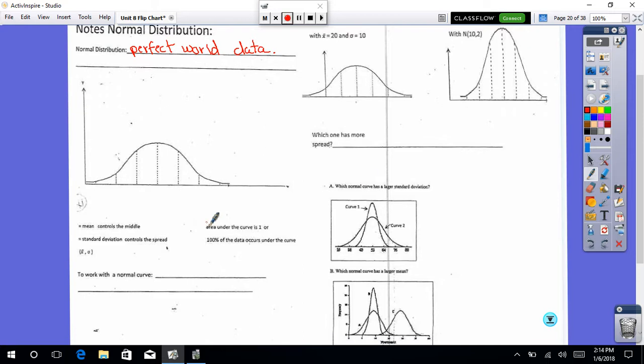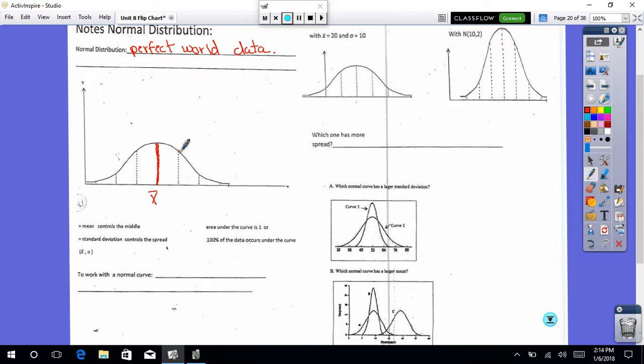With your normal distribution, like I said, right here is the middle of my bell curve. In the middle of my bell curve is where my mean goes. That is where your average is. This is the average that separates the lower half of your data from the upper half of your data.